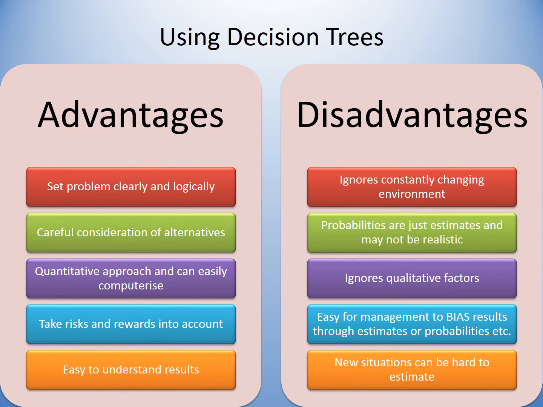Disadvantages, though, is that it really ignores the constantly changing environment. I mean, prices aren't going to stay the same, tastes aren't going to stay the same. You're not guaranteed to get this money or the returns that you think you might. Probabilities are just estimates. They might not be realistic. So think about it. You're saying, well, it's an 80% chance of that. Well, how do you know it's 80%? You don't fully know. It's just really a guesstimate, right?